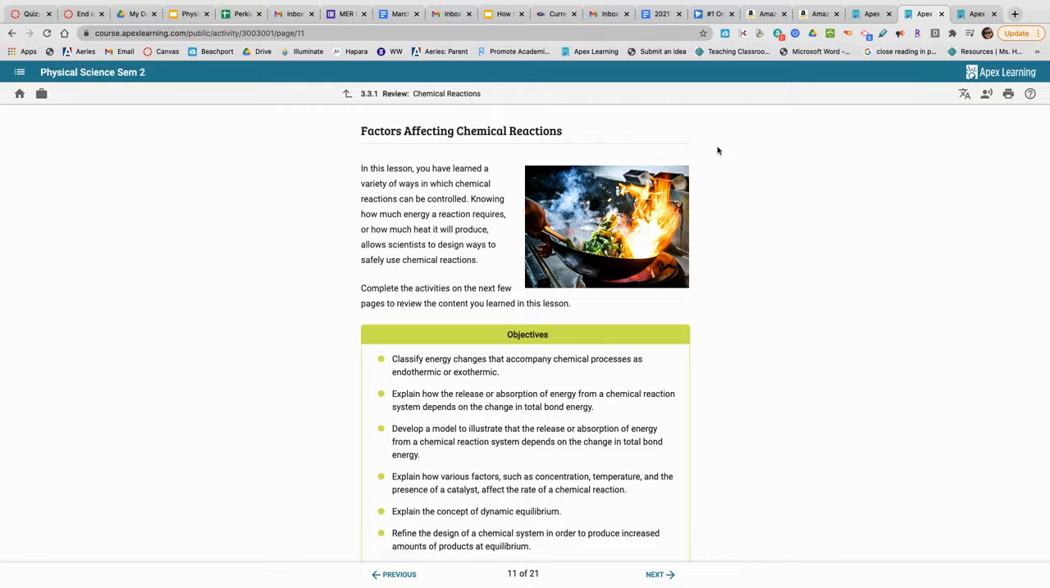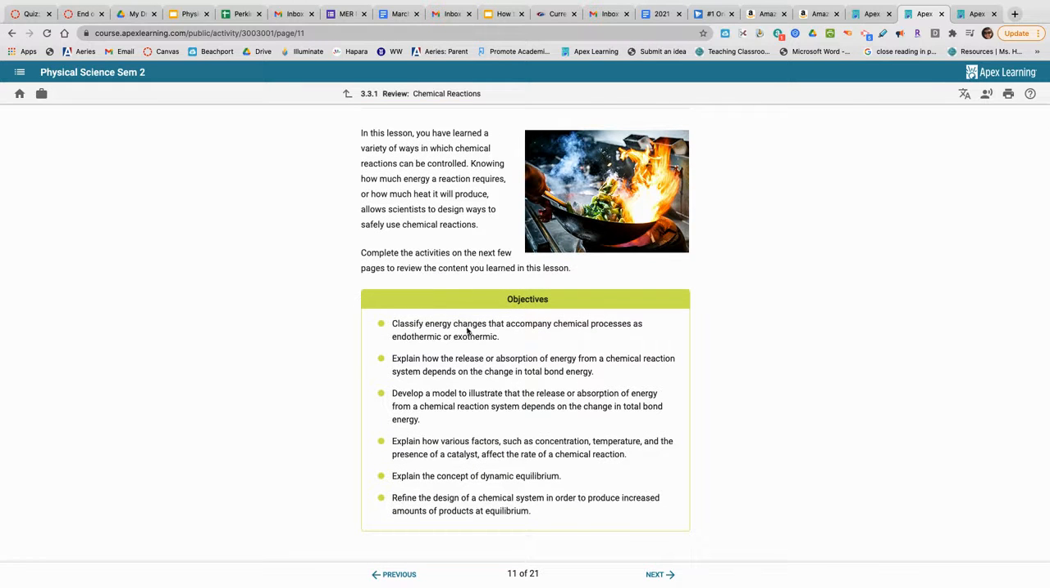Okay, so this is part 2 of your review for Unit 3, and this is factors affecting chemical reactions. Here are the objectives. You should be able to classify energy changes as endo or exothermic. You should be able to explain how releasing or absorbing energy can change the total bond energy. Develop a model to illustrate the release or absorption of energy from a chemical reaction. And explain how factors like concentration, temperature, and catalyst affect the rate of chemical reaction.